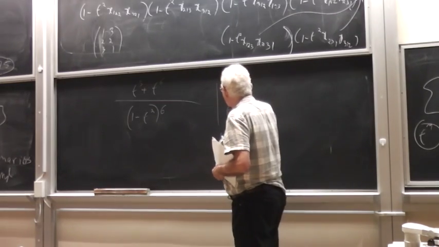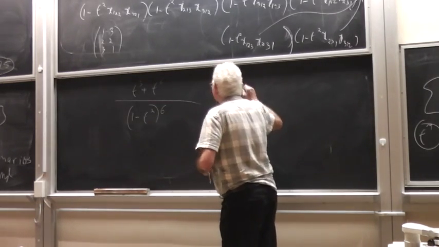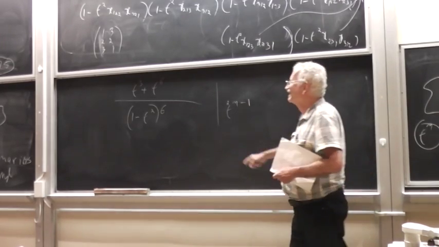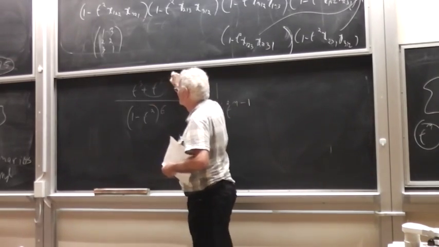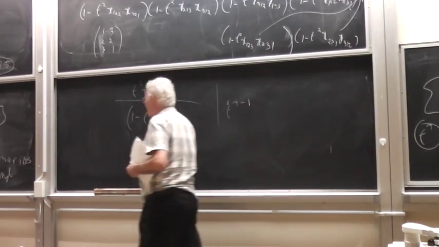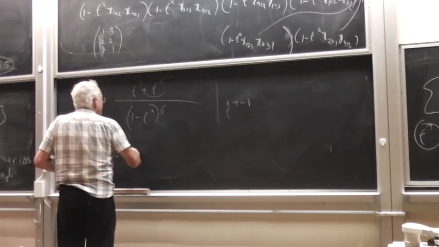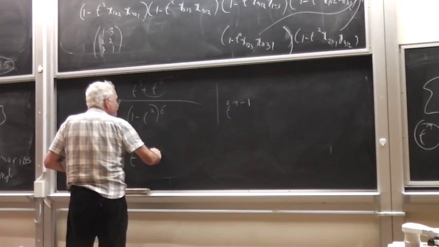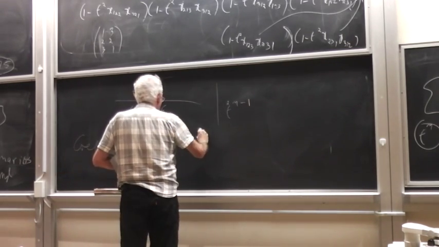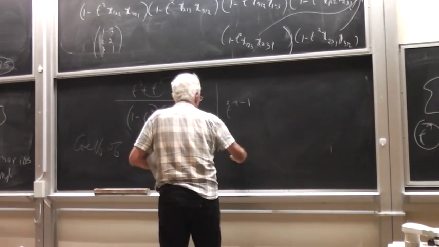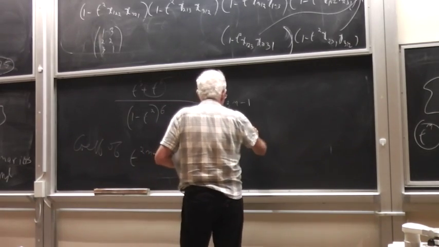But what if I want the even one? If I want the even one, I don't need this. So the coefficient of t to the power 2n minus 1 in the rational function t cubed times 1 minus t squared to the power minus 6.